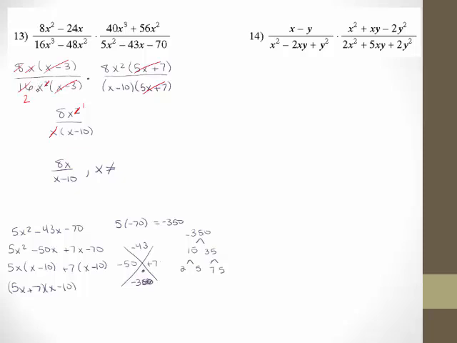16x squared, if I set that equal to 0, I have that x can't equal 0. X minus 3 gives me that x cannot equal positive 3. X minus 10 gives me that x cannot equal positive 10. And then the 5x plus 7, just do that down here. If I set that equal to 0, I get that 5x is equal to negative 7, and that means that x would be equal to negative 7/5. So x can also not equal negative 7/5. These are all of the values that will not work for x.